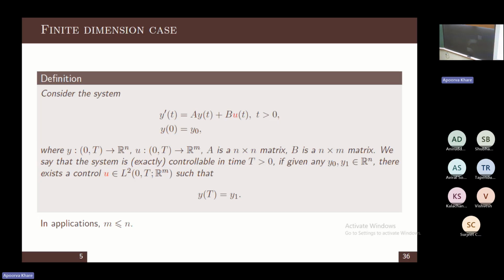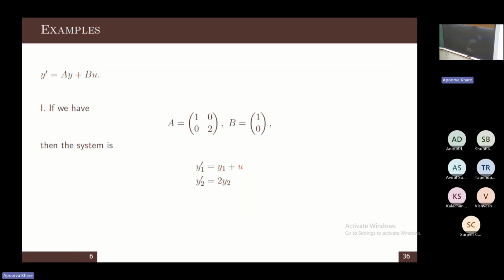So if you have, let's say, 10 components, then maybe you want to put 3 or 4 components of control only. So that's why this is a slightly more general type of problem. So we consider control which is less than or equal to the number of states. Okay. So we'll consider some examples for this.